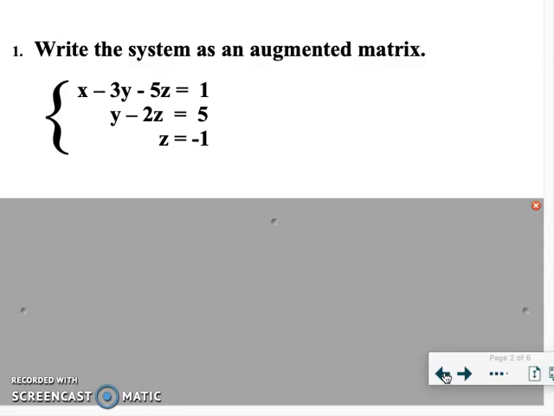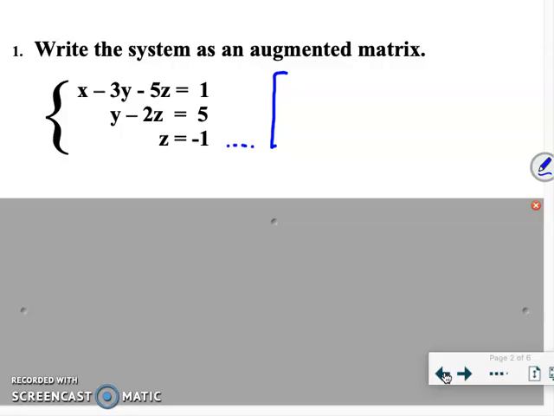First thing we want to jump into, again, we want to write the system as an augmented matrix. So, first up, writing this out as an augmented matrix, we need to make sure to do a couple of things. Number one, we need to turn this into a 3x4 matrix. Again, we have three equations, and we have four columns that we need to build. And we need to build an x column, a y column, a z column, and also the constants column.